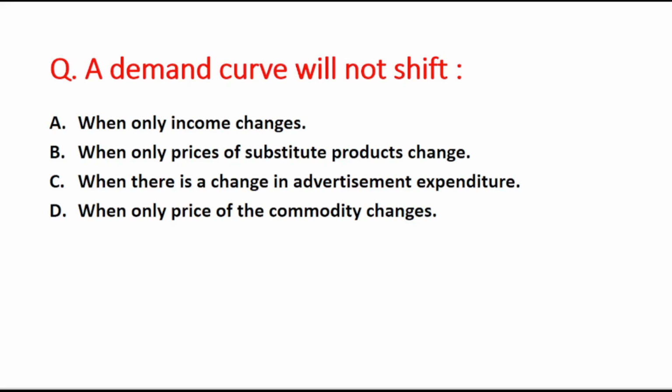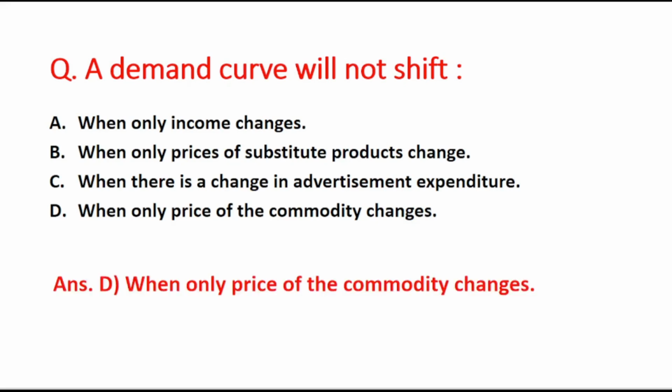Next question is, a demand curve will not shift. A option is when only income changes, B option is when only prices of substitute products change, C option is when there is a change in advertisement expenditure, and D option is when only price of the commodity changes. Right answer is option D, that is a demand curve will not shift when only the price of the commodity changes.